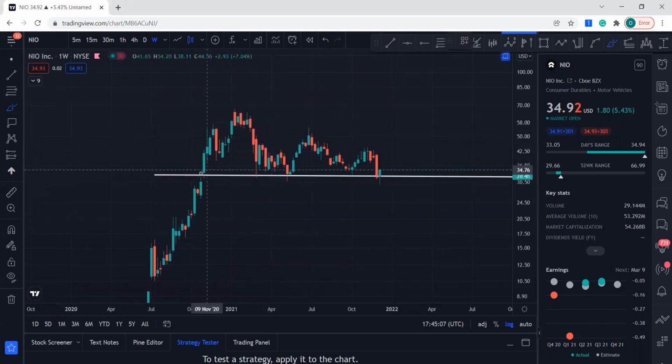Whenever the stock went up, it came here and it held this support. This is the first time it came here. Second time it went up, came here, it held support. Third time it went up, came back, it held support. Went up, came back, held support.